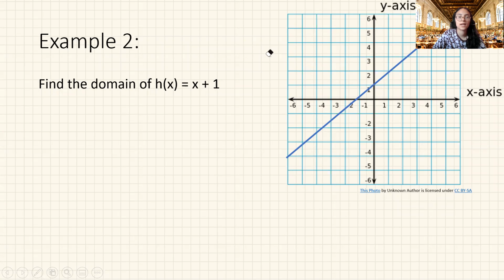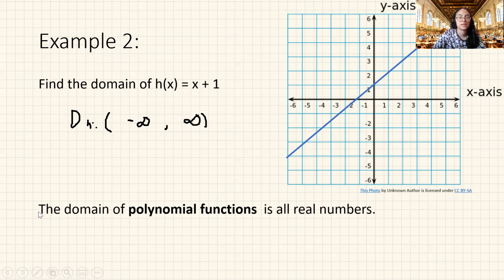So what we're going to do is look at all of our possible values. Although my graph only goes up to -6 and +6, this graph will extend into both directions, in positive infinity and negative infinity. So our domain is going to be negative infinity to positive infinity. And I've decided this because there's a rule that states that the domain of polynomial functions is all real numbers. And a linear equation is a polynomial function.